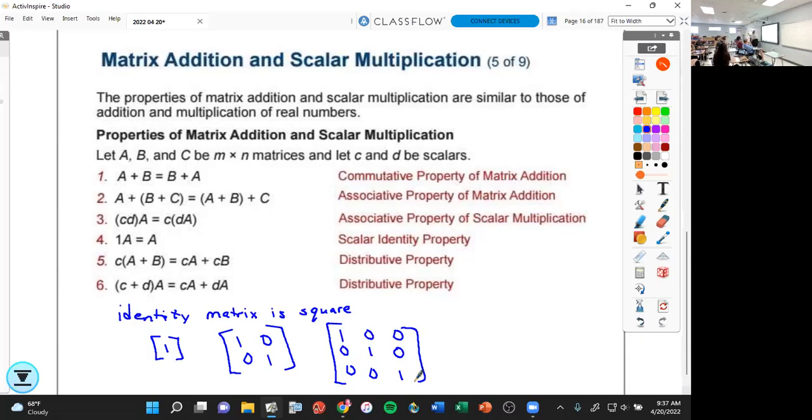If I take the identity matrix and multiply it by a matrix, I get what I started with, and it doesn't matter which side I put the identity on.